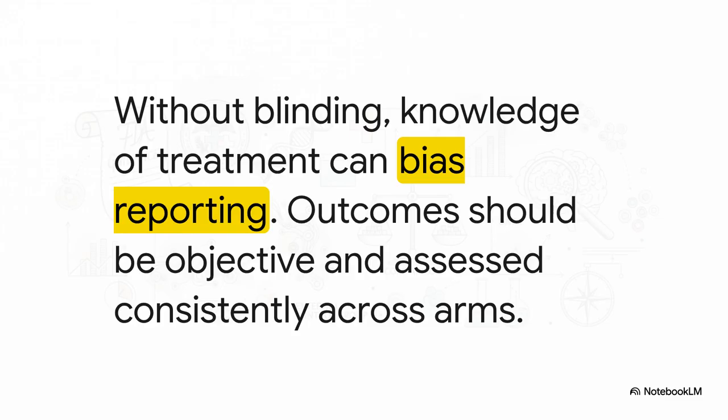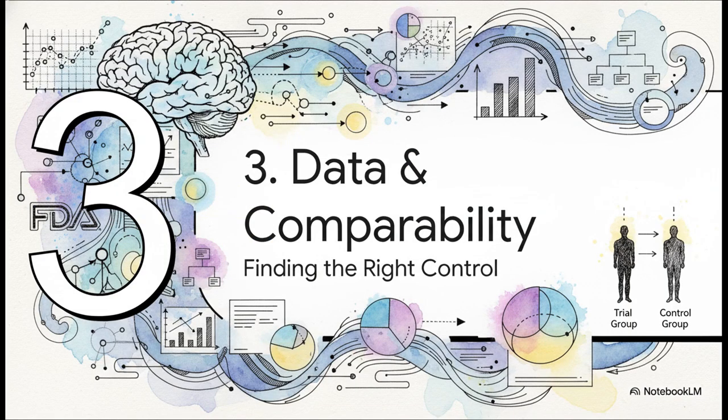To fight against this, the FDA really stresses that you need to use objective endpoints, things like lab values or survival, that are measured in the exact same way across both groups. So that naturally leads us to Section 3. Where does the data for this external control group actually come from? And maybe more importantly, how do we make sure it's even comparable?